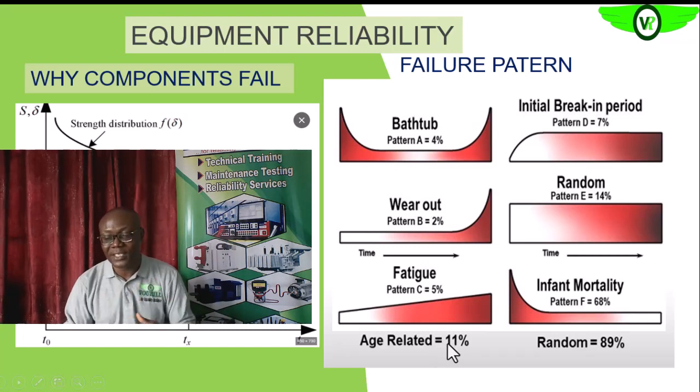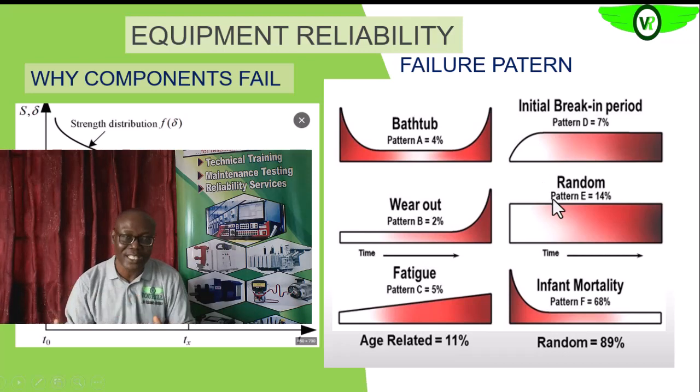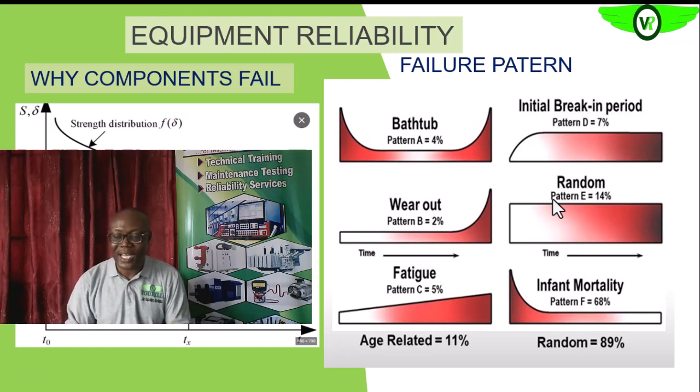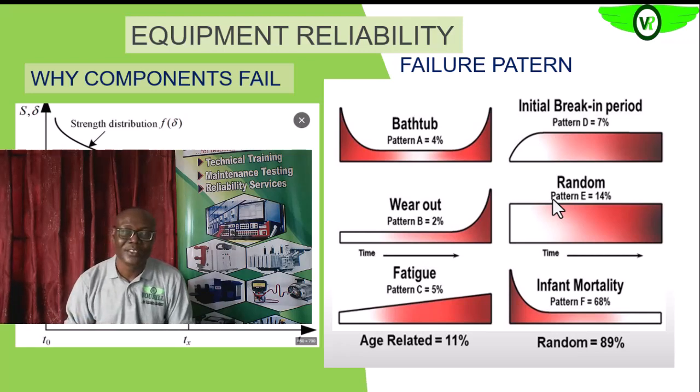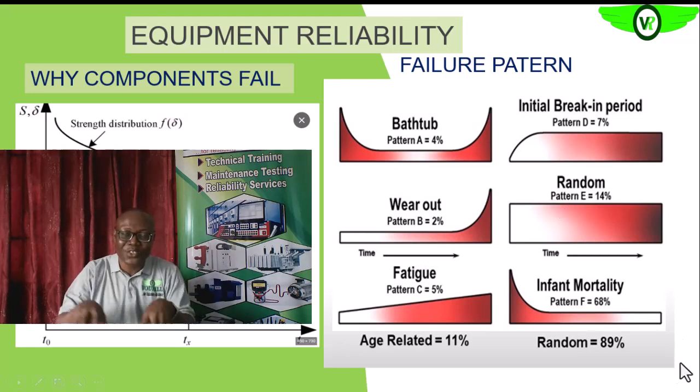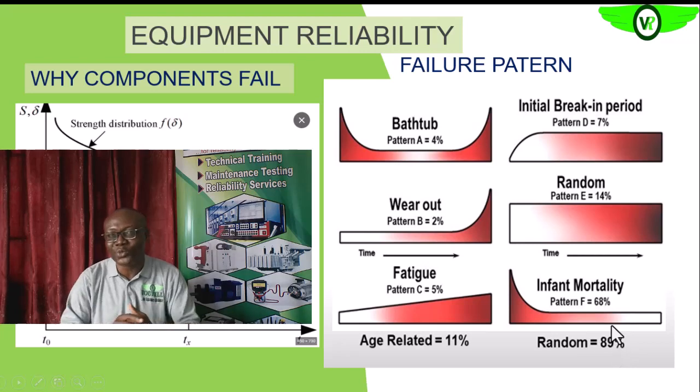Then the 3 on the right are not age related. It can happen anytime within the operations of the assets. And you can see that they account for over 89% of asset unreliability, or the reliability issues that we usually have in the system.